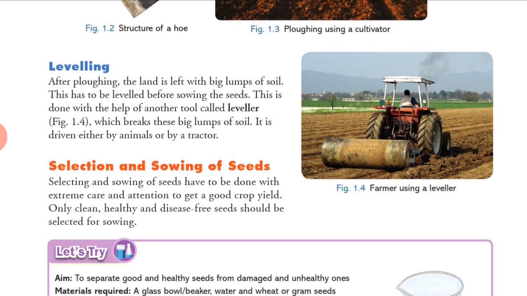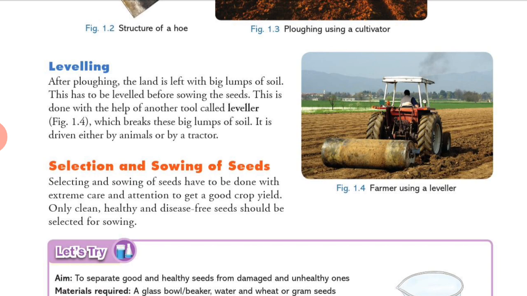So leveling: after plowing, the land is left with big lumps of soil. This has to be leveled before sowing the seeds. This is done with the help of another tool called a leveler. In the pictures also you can see it, which breaks these big lumps of soil. It is driven either by animals or by a tractor.